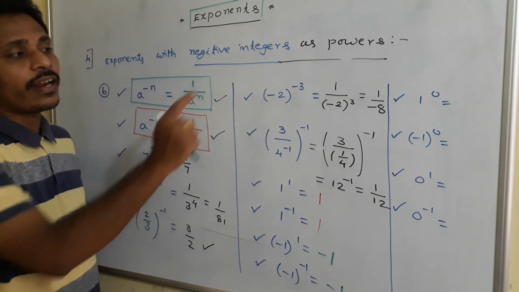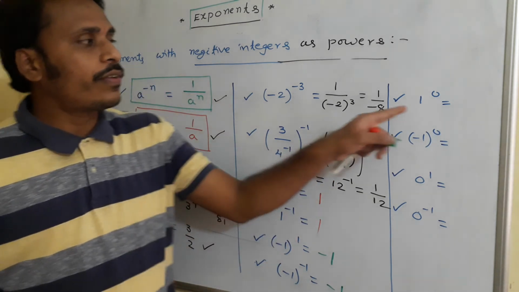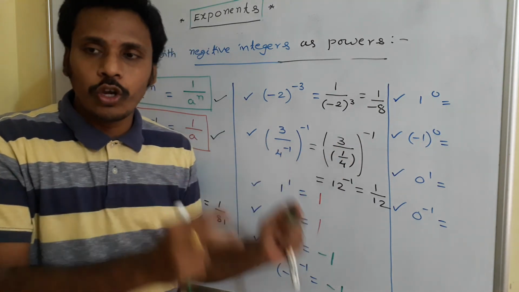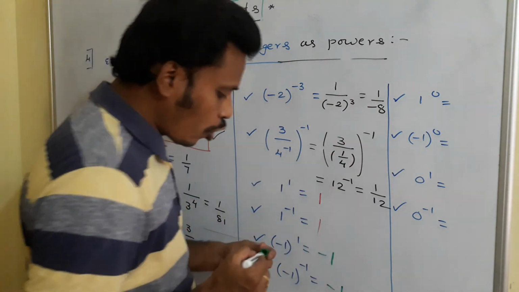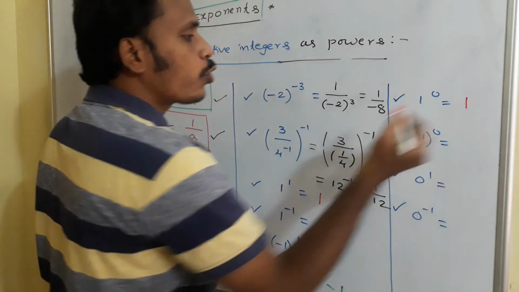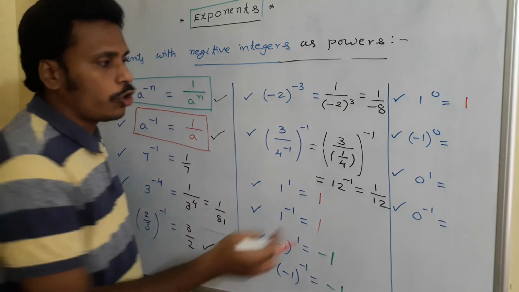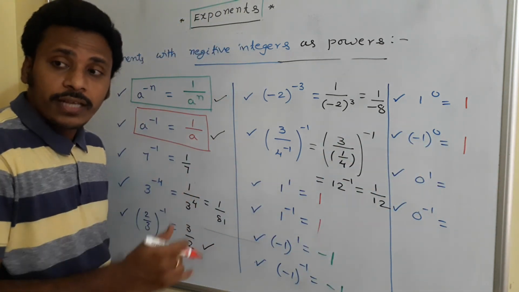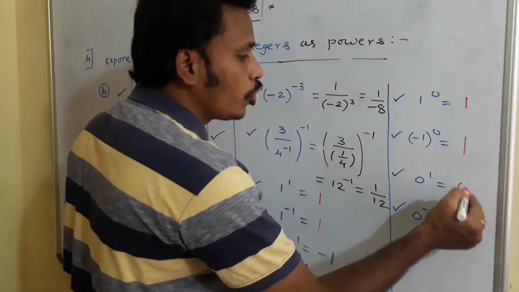Okay. And then coming to those problems. 1 power 0. As I said, anything to the power 0 is 1. So 1 power 0 is also 1. Minus 1 power 0. Power 0, surely 1. 0 power 1. If the base is 0, 0 power anything is 0 only.